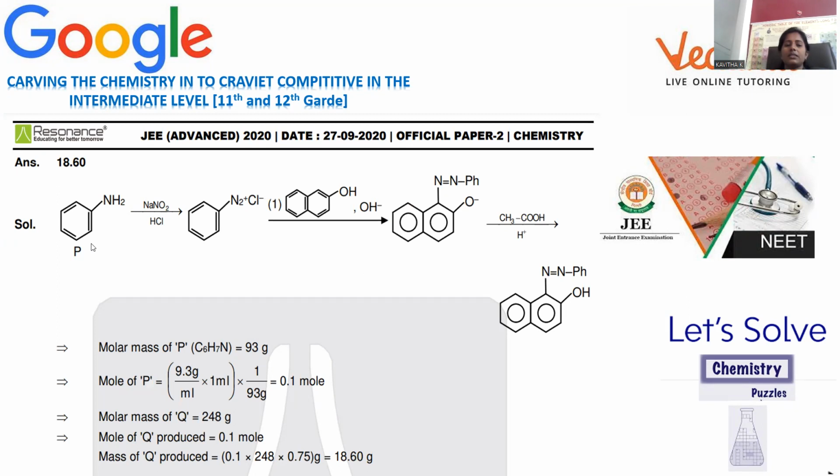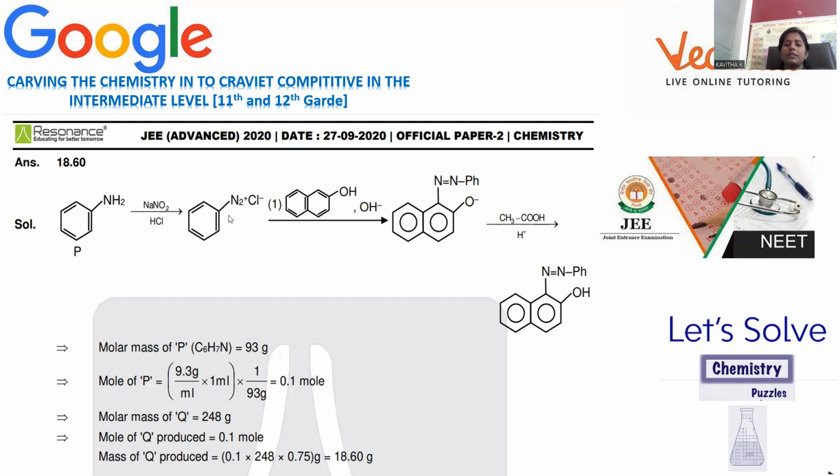The starting material is aniline. Benzene connected with NH2 is called aniline. NaNO2 with HCl, sodium nitrite with hydrochloric acid, at extremely low temperature of 0 to 5 degrees, is used to make diazotization. We can say azo dye. This is the azo dye.